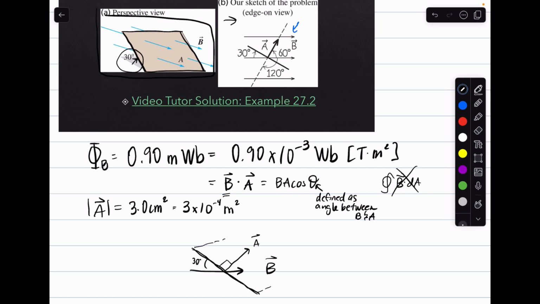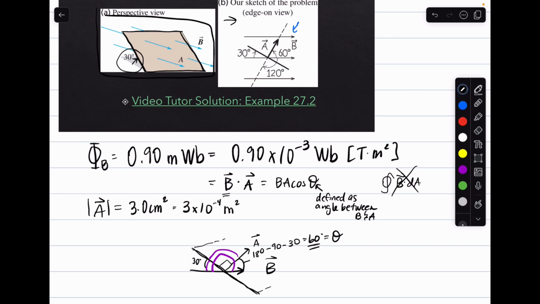We're told that the angle between B and the sheet is 30 degrees. So the angle between A and B is going to be this value here, which would be 180 minus 90 minus 30, because this whole thing is 180. We know this is 90, and we know this is 30. And so what that gives us is 60. That's our theta.